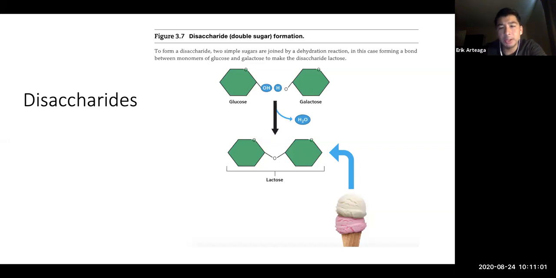So if you didn't know this, lactose is actually glucose linked together covalently to galactose, right? Lactose is found in milk products, especially mammalian milk products. There are a lot of people that are lactose intolerant, or have the inability to break down lactose.